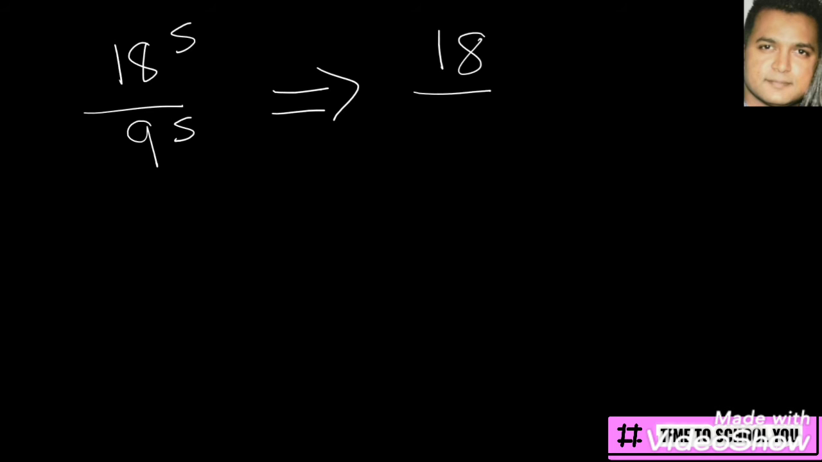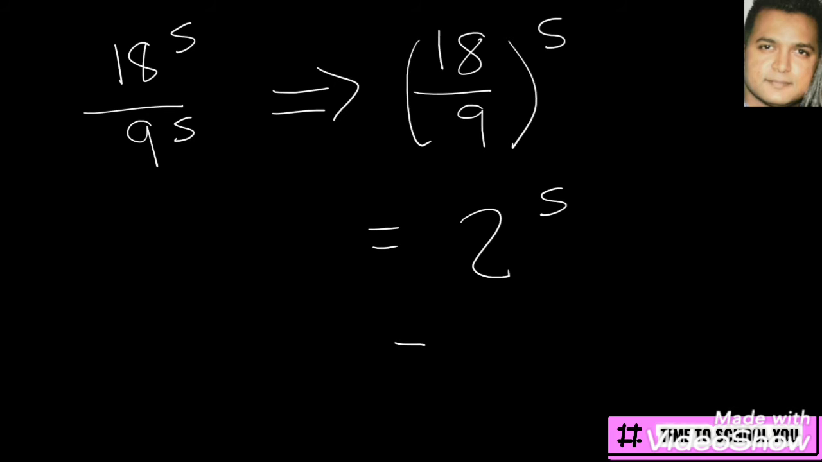This example, we have 18 to the power 5 divided by 9 to the power 5. Now remember, this can also be written as 18 over 9 all to the power 5. And now we can clearly see that we can work out inside the bracket first before we raise it to the power. So our answer would be 18 divided by 9 is 2 to the power 5, and 2 to the power 5 is 32.